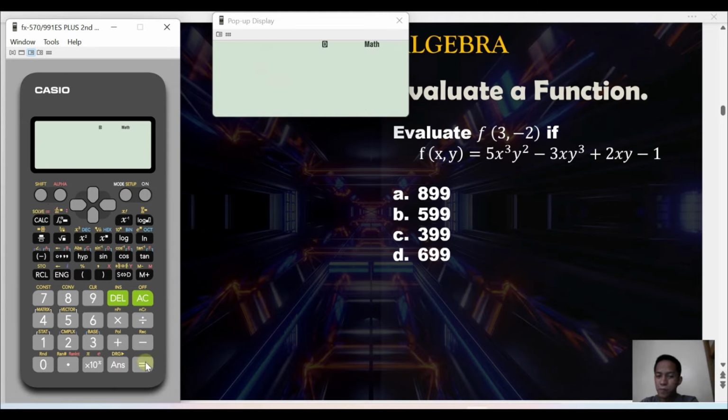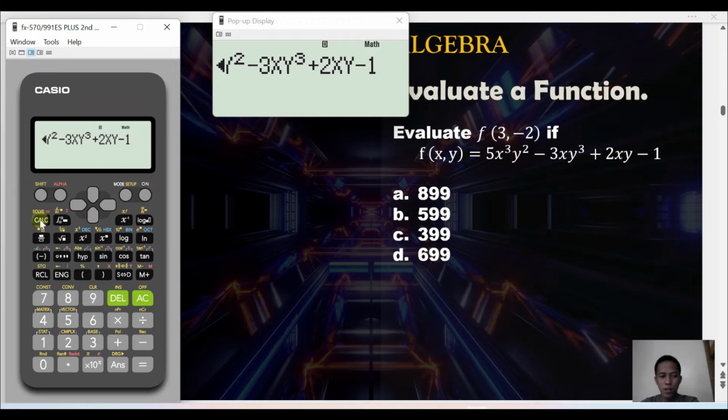Equals lang. Then, we have here, lagay natin guys. So, 5 alpha x, okay, so that is cube. So y squared, so alpha y, so squared. So minus 3xy cubed, 3x, so 3 alpha x, y cubed, so alpha y cubed. And we have here plus 2xy, alpha x, alpha y, and we have minus 1.